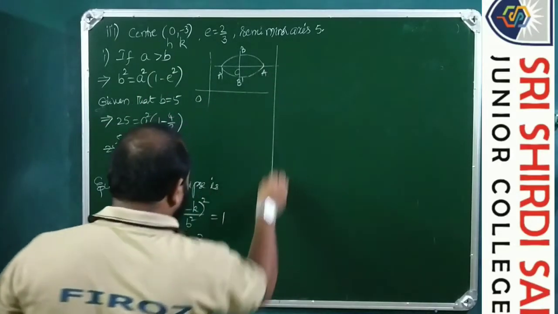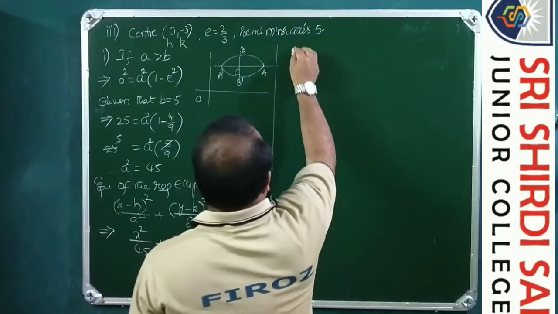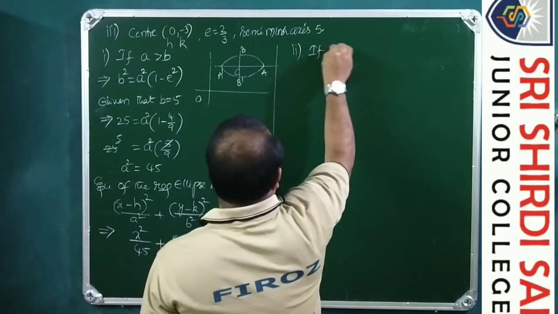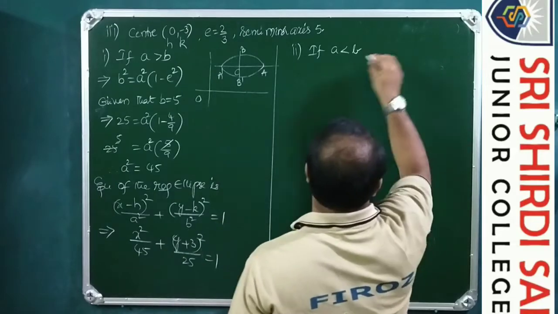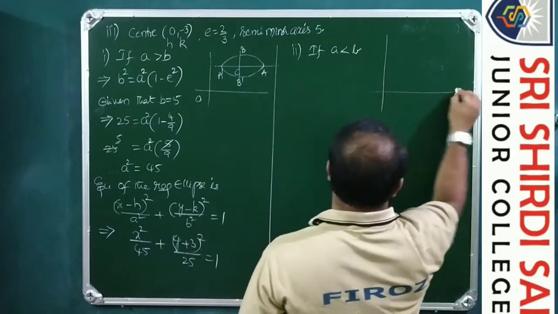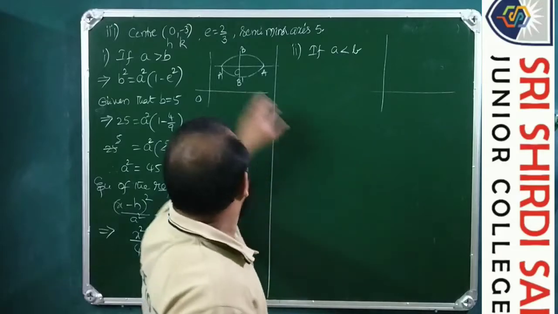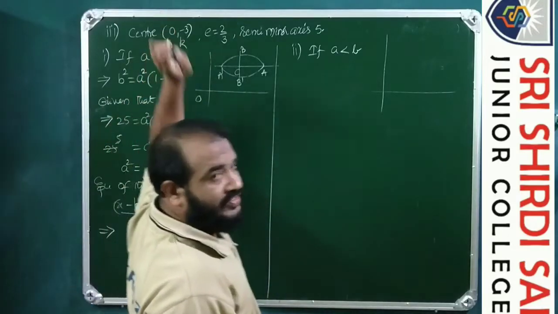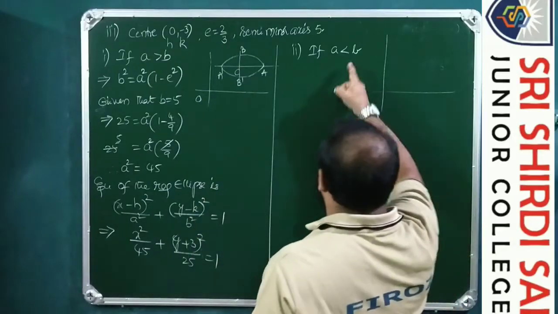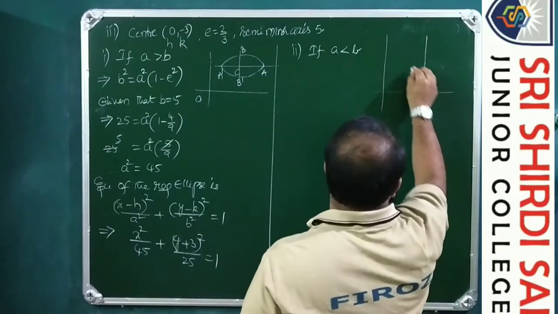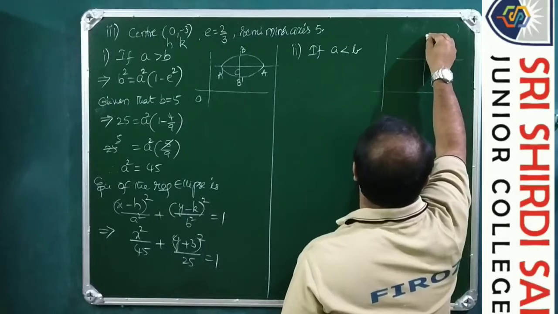Otherwise, if A is less than B, then the ellipse is of this form. Since the center is other than the origin, shifting of origin has happened here, and A less than B means this is the vertical ellipse like this.